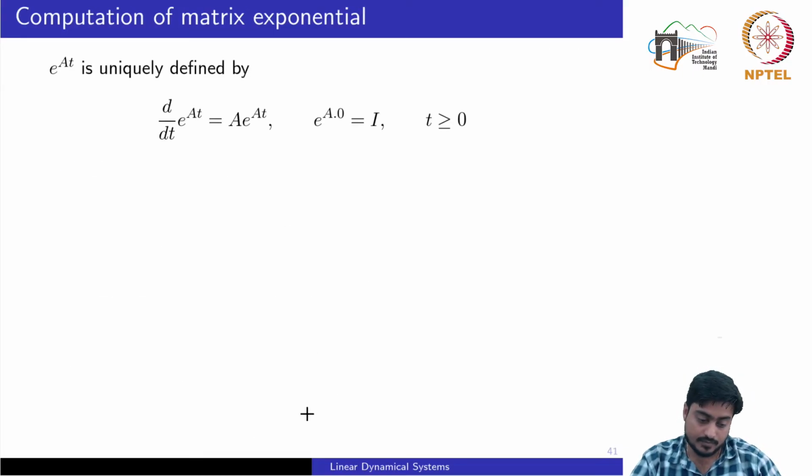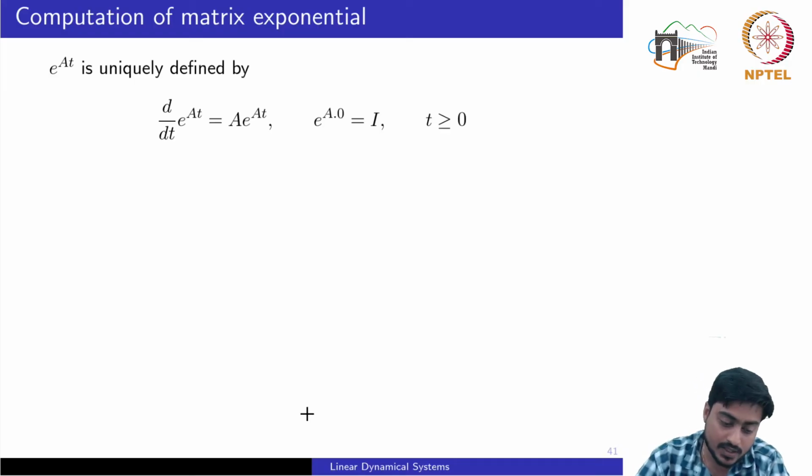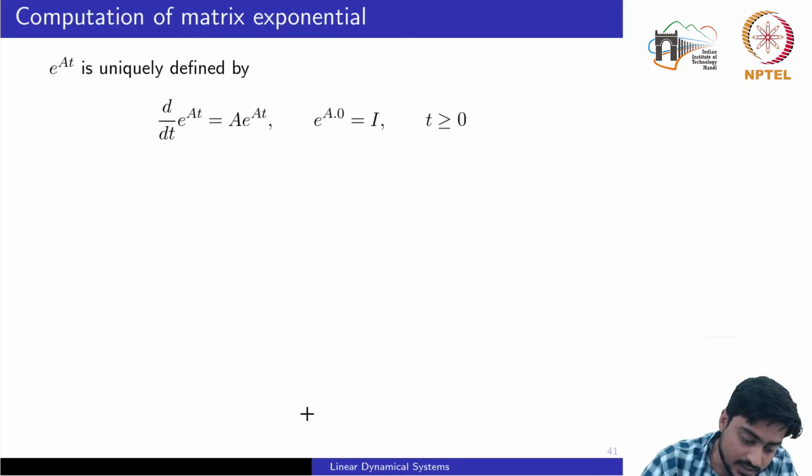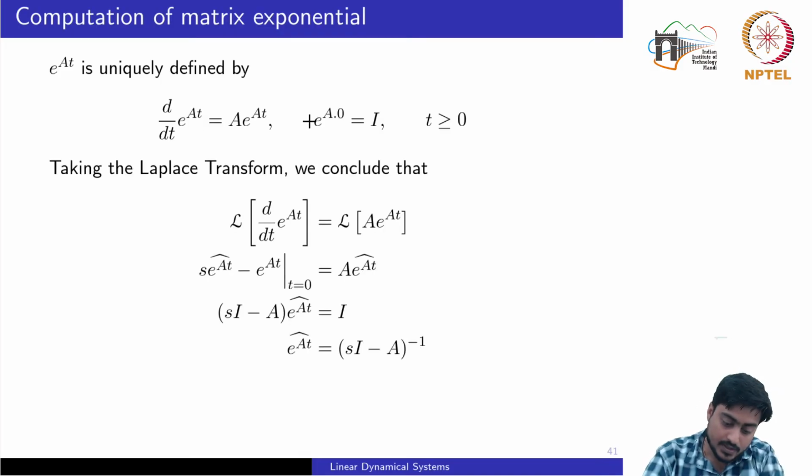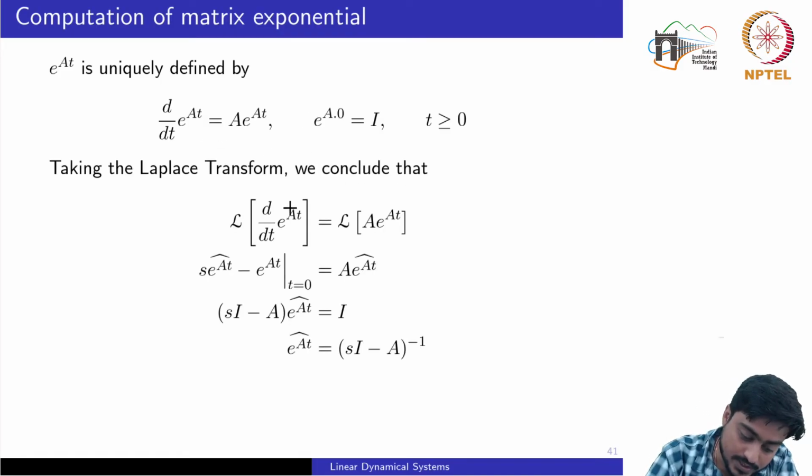Now the computation of the matrix exponential. So we know that e to the power At is uniquely defined by this relation. By using the first property of the matrix exponential, we can compute the function. So taking the Laplace transform on both sides, we would have the Laplace transform of this part and the Laplace transform of this part. Of this part, we denote s into the Laplace transform of this function. So this is denoted by the hat, minus the value of that function at t equal to 0.